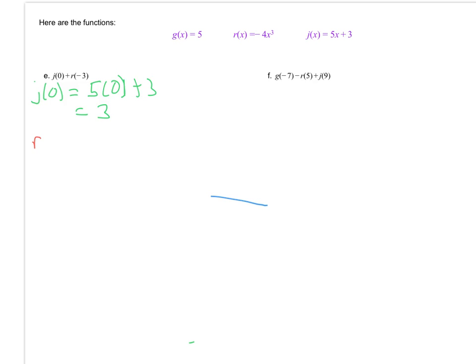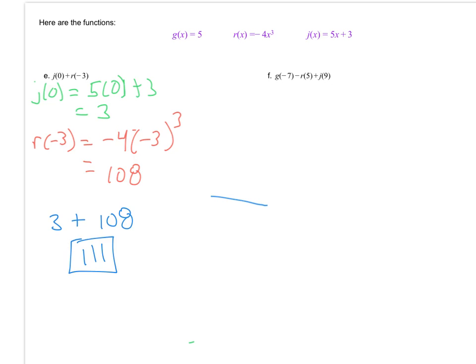Then I need to find r of negative 3. R of negative 3 is negative 4 times negative 3 raised to the third power. If I plug this into my calculator, I get 108. And then what I want to do is add those two together. So I'm going to take 3 and add it to 108, which would give me 111.